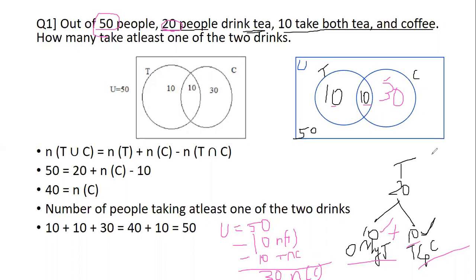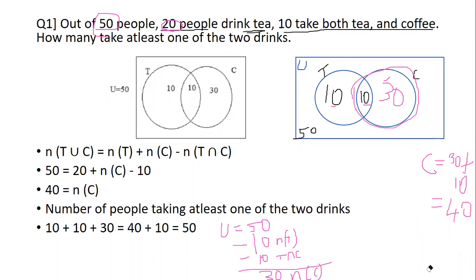Okay. Now, when you take C as a whole set, this whole circle, I am supposed to consider 30 people who drink only coffee plus also T intersection C, that is 10. So total number of coffee drinkers will become 40. And total number of tea drinkers will become, this set, that is nothing but 10 plus 10, which is equal to 20. So total number of tea drinkers are 20 as per the problem, if you see it is correct. And we were supposed to find total number of coffee drinkers, that is 40.